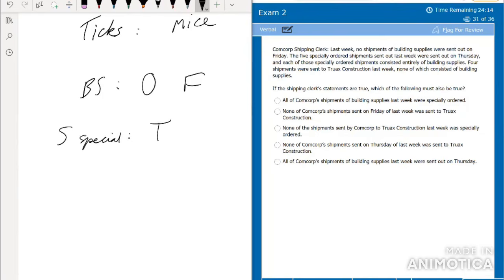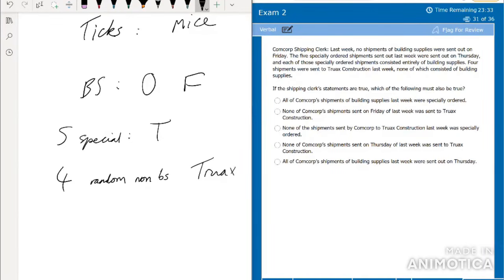Okay. 4 shipments were sent to Truax Construction last week. Okay. So just 4 random, non-building supply shipments were sent to Truax. So, okay, well, we don't need all of them specially ordered.